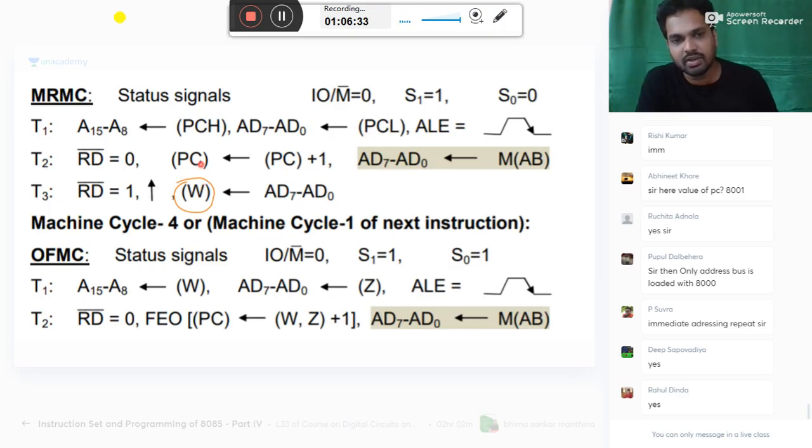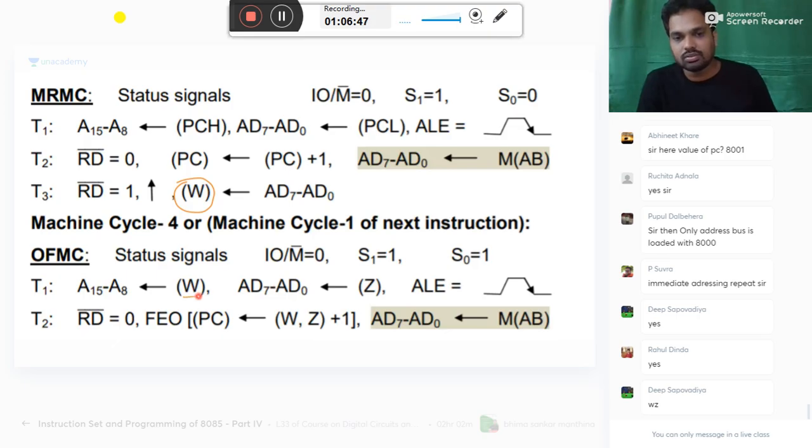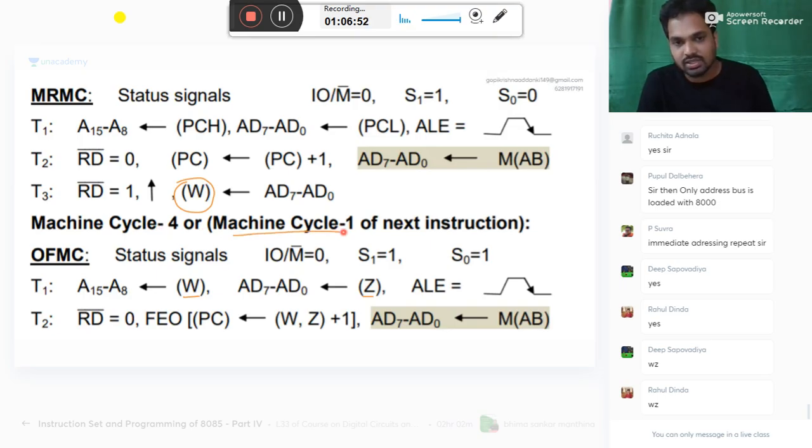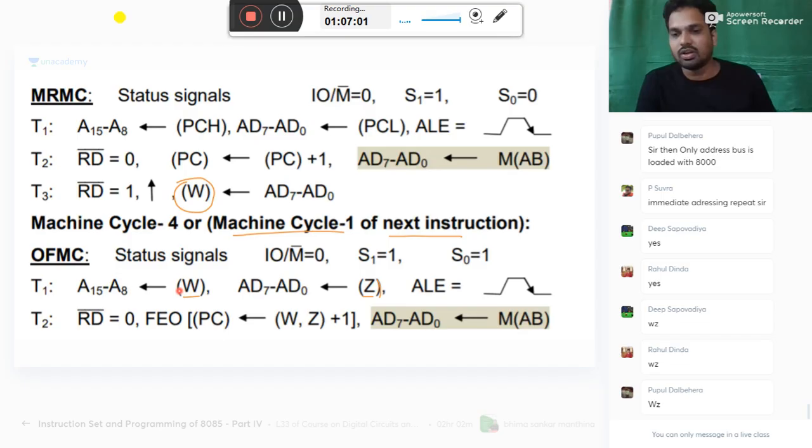Originally PC is incremented by 1 here also, because the computer generally goes to the next location. But now PC is not loaded with 8000. Who is having 8000? WZ are having it. So in the opcode fetch of the next machine cycle, for the next instruction, PC will not be loaded into the address bus. WZ will be loaded directly. So not every time PC will be loaded. Sometimes your W and Z also take care of this.